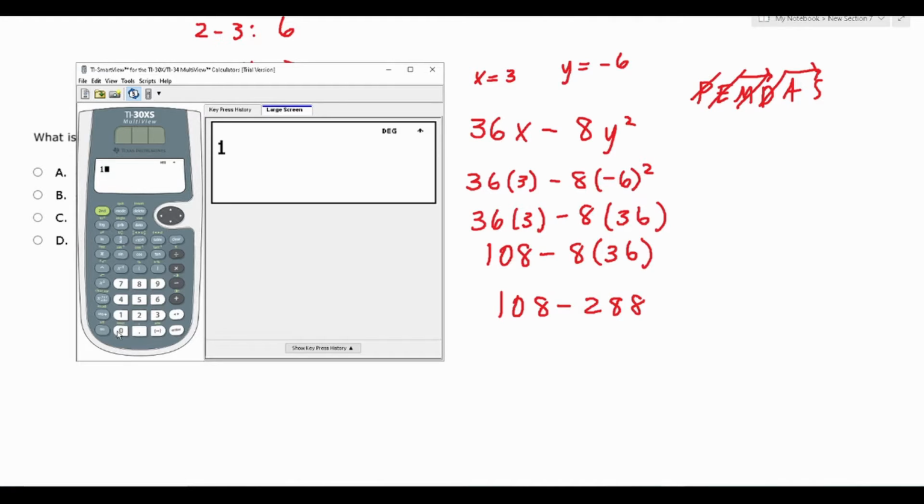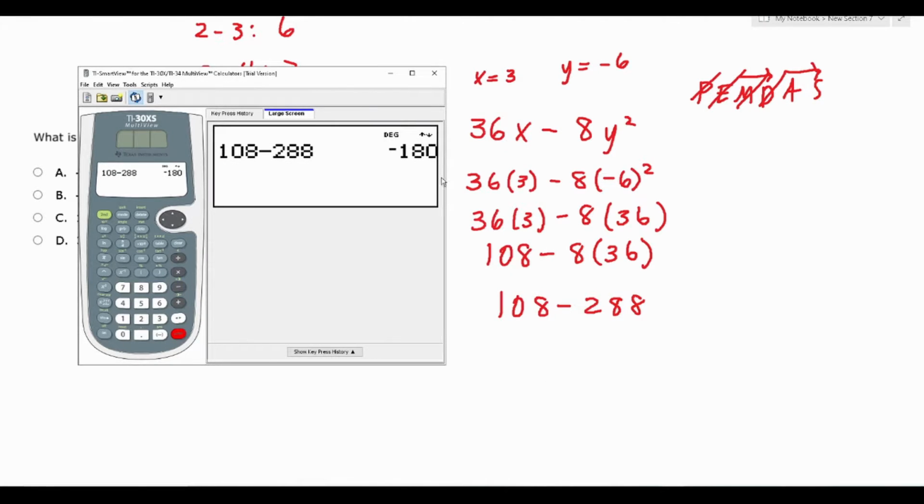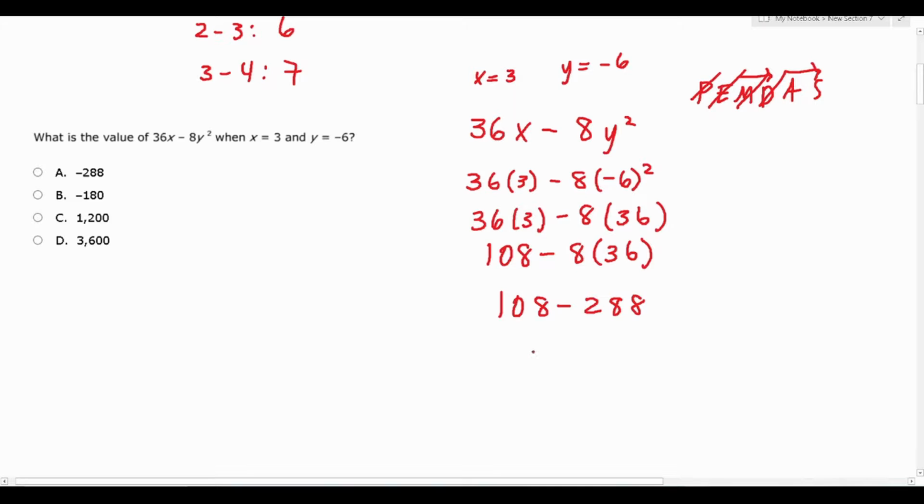So we have 108 minus 288. And we can see that is -180, which is answer choice B. Okay, so there's that one.